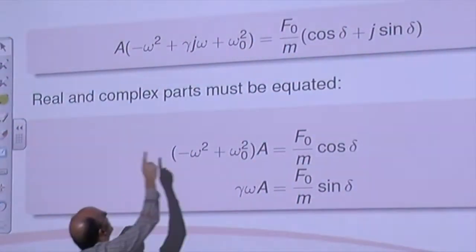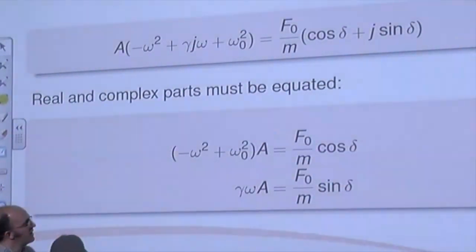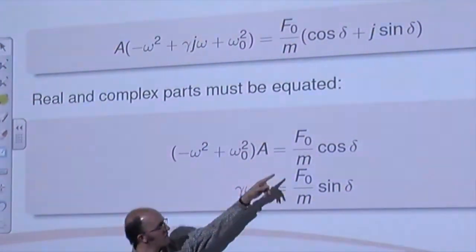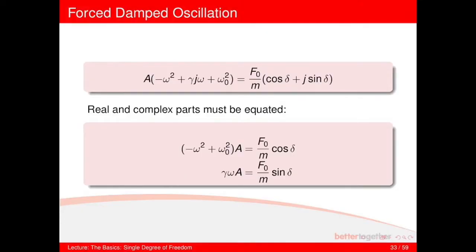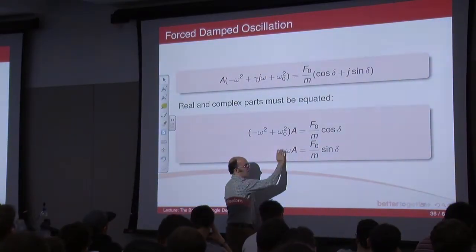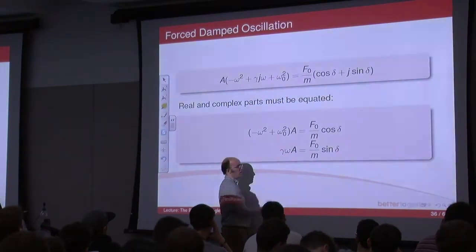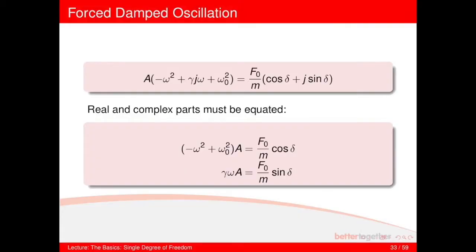So there's our real bits. We've got minus omega squared plus omega naught squared times the amplitude A must equal F naught upon m times cosine of delta. And then the complex bit in this equation, we've got gamma j omega times A must equal F naught upon m times j sine delta. The j's disappear, and we end up with the imaginary bit. They must be equated. Remember, this is where we had the problem back in the free oscillation, where there was no force, so this side was 0, and obviously that couldn't be 0. That would mean the amplitude is 0, and the frequency was 0, and the gamma was 0, which just doesn't make sense.